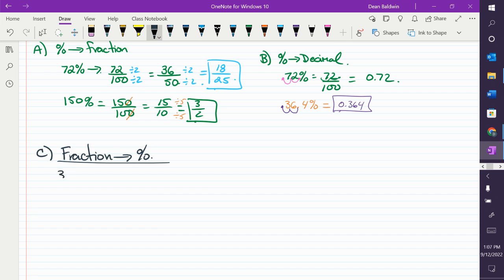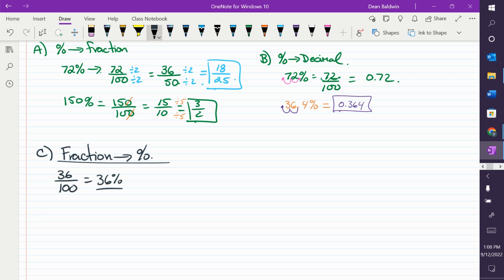So the straightforward one is if we have the fraction out of 100, right? Because that's essentially the definition of a percentage, right? Per 100. So if I have 36 out of 100, what's your percentage? It's 36%.